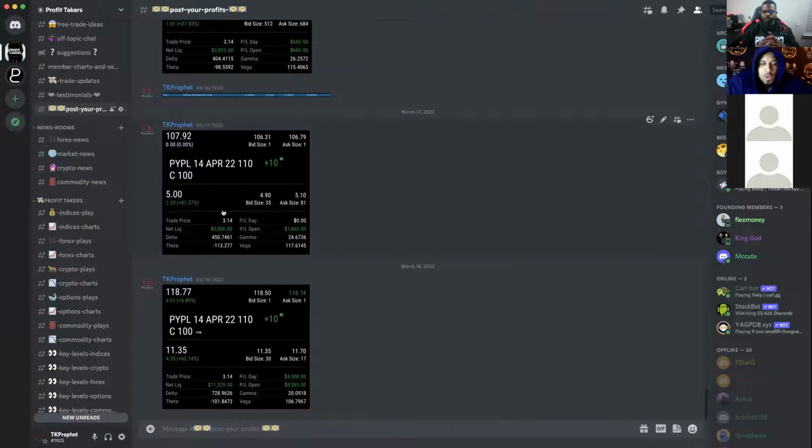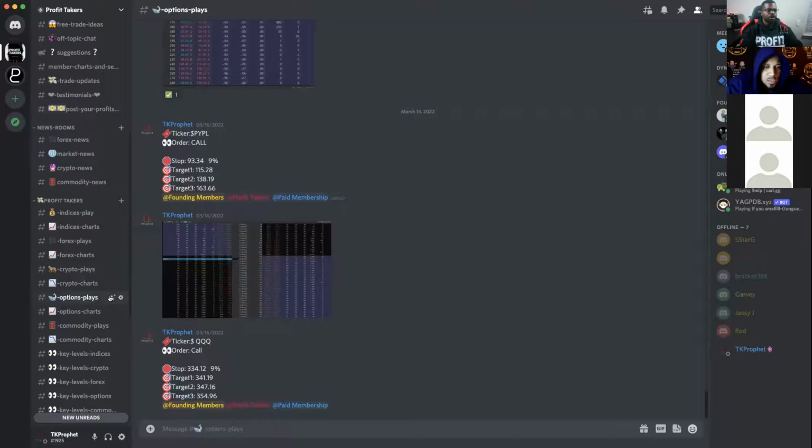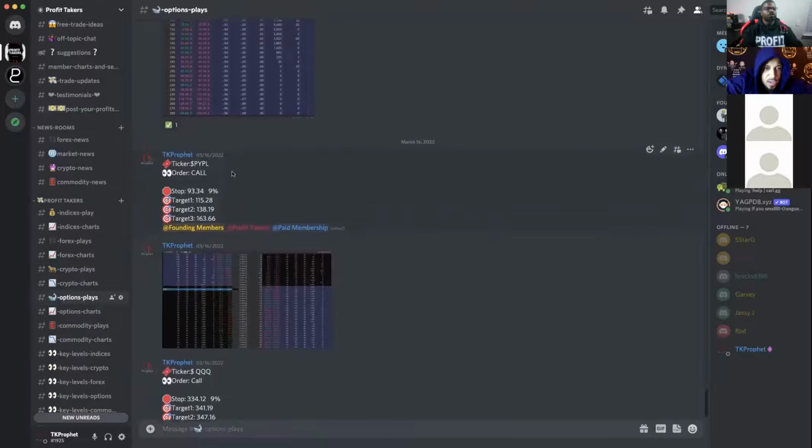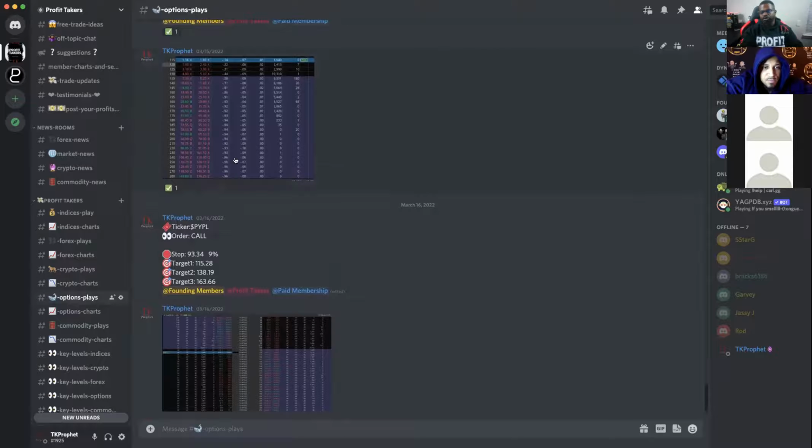Quick question as far as the option plays goes. When you click on the option plays, which one is which? I see you got the QQQ play and call, but is it the chart above that for the QQQ, or is the PayPal call beneath that? In the charting section, the options charts? No, on the option plays. If you click on the plays right quick, the option plays, and go all the way. Right there, is that the PayPal play? Are you talking about which option chain is for which play? Yeah.